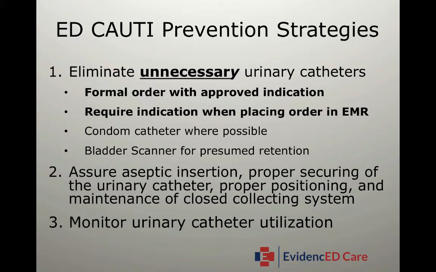Second major area of reducing CAUTIs would be to assure aseptic insertion, proper securing of the urinary catheter, proper positioning, and maintenance of a closed collecting system. We're getting better and better at doing this all the time, and the product manufacturers or the kit manufacturers are doing a better job of developing these systems and educating our people for doing that. And then finally, third, monitoring how well we're doing. Monitoring how well we're following indications and avoiding contraindications, as well as monitoring how well we are actually doing at inserting and maintaining the urinary catheter and the collecting system.